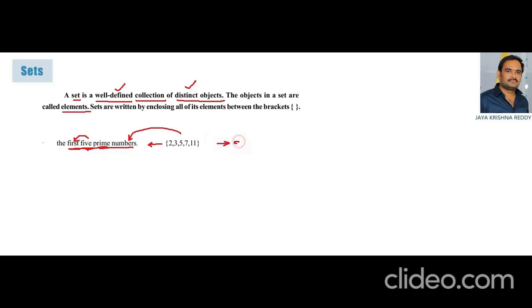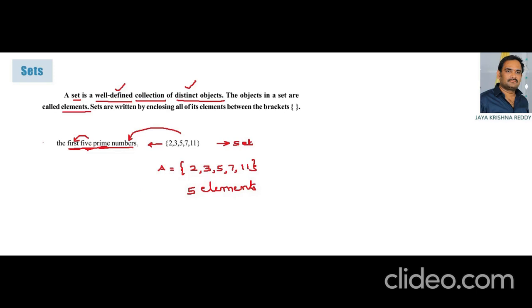Therefore this is called a set, meaning the collection of 2, 3, 5, 7, 11 is a set. We can mention it with a name, with any capital letter from the English alphabet. You can write like this: capital A equals 2, 3, 5, 7, 11. And each number from this set is called an element. How many elements are there in this set? 5 elements are there.